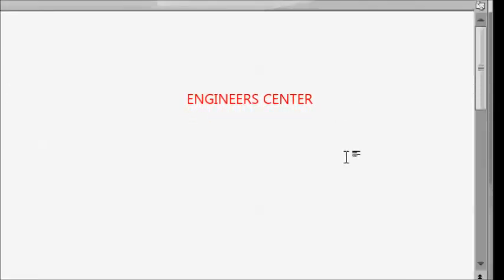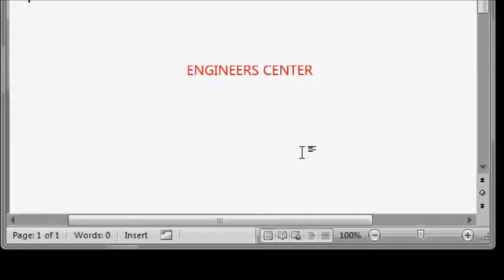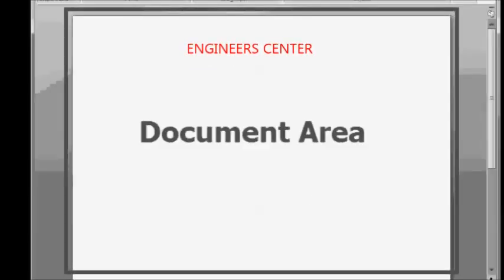Over on the right side of the screen, you'll find your scroll bar. We'll use the scroll bar to move down or up through our document. And depending on the size of your window, you might also have a horizontal scroll bar to move side to side. And finally, we have our document area. This is where all the magic happens. This is where we're going to create our document. It looks like a piece of paper on the screen.